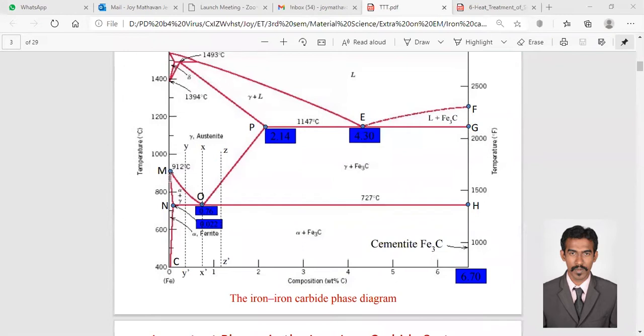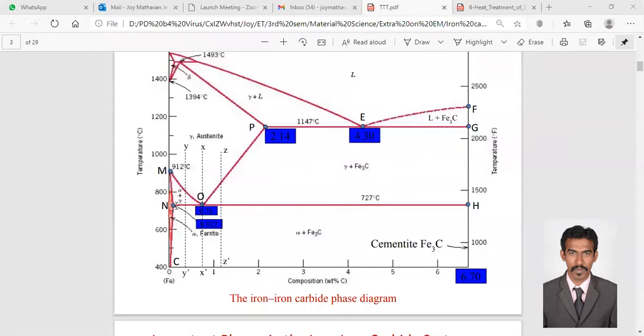Okay. This region here you see that is alpha ferrite, right? That is alpha ferrite. So this region I am talking about. All right. I will color it red. This particular region is alpha ferrite. In the alpha ferrite structure, at 727 degrees Celsius, the maximum solubility of carbon is 0.022. Okay.